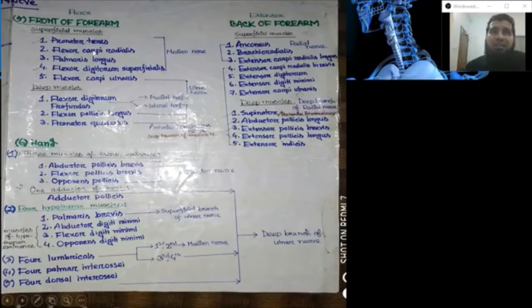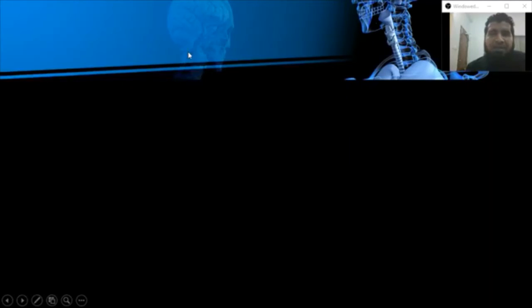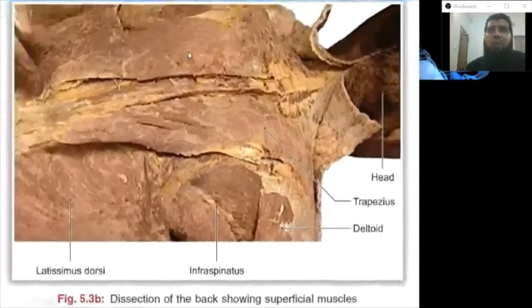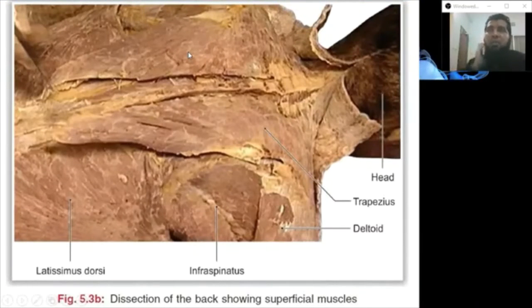So these are all about the muscles. I think I have told every point, every muscle. It is not necessary to know about the nerve supply of every muscle. The more important muscles and the larger muscles are very much important for Viva.